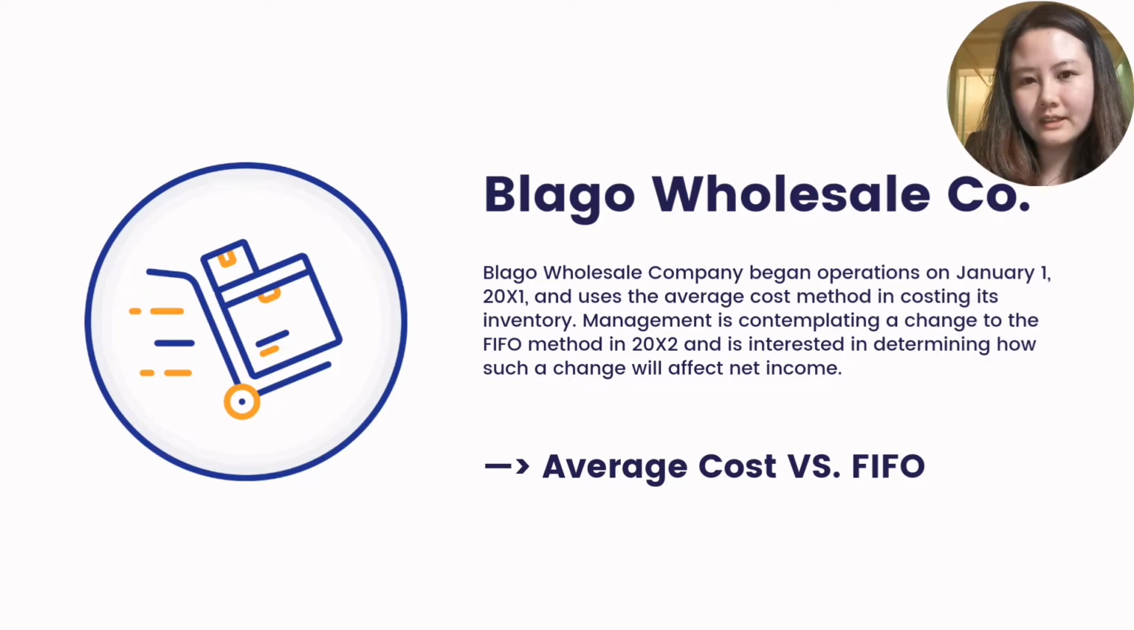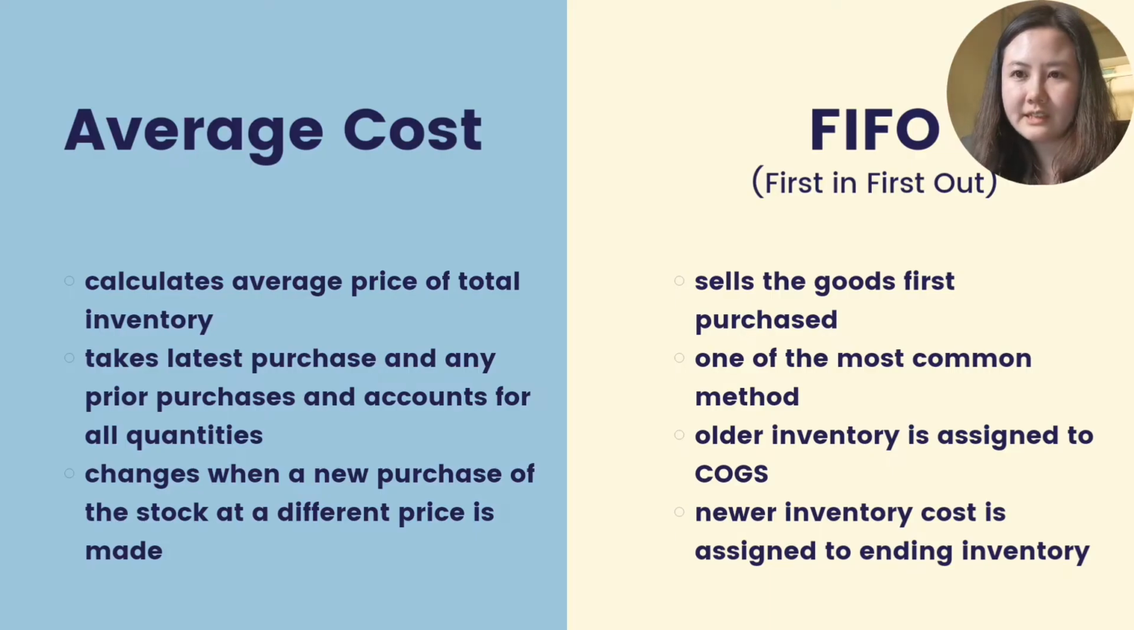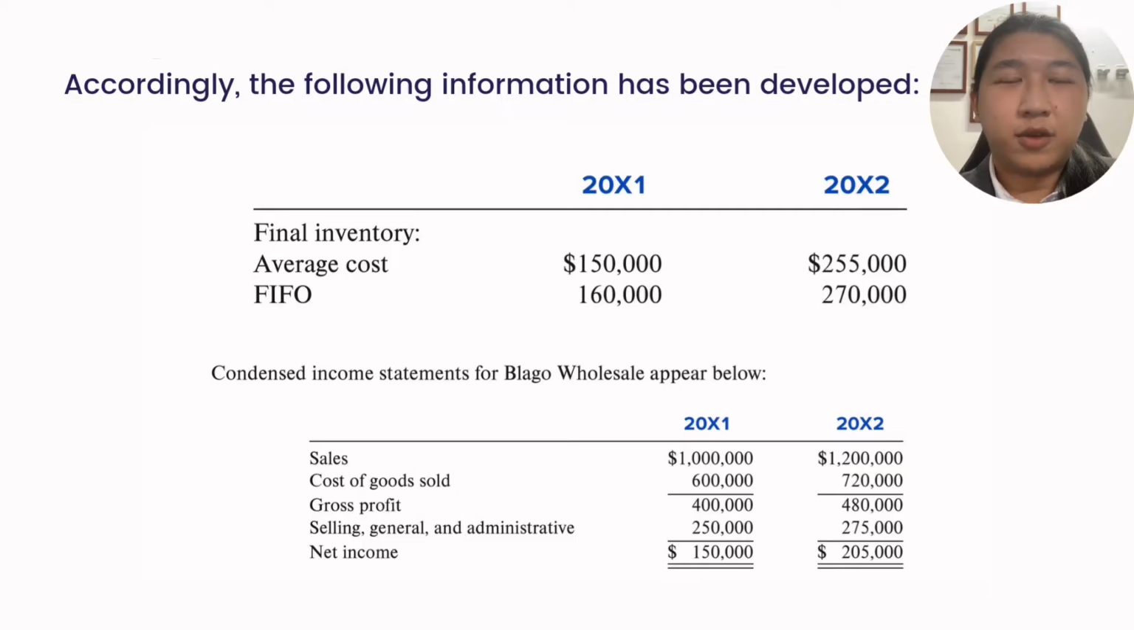In this exercise, we will be comparing the effects of reporting the income statement using the average cost method versus the FIFO method. So to give some context, this question takes into consideration two types of accounting methods for inventory: average cost method and FIFO method. Average cost calculates the average price of total inventory, while FIFO accounts for selling the goods purchased in chronological order. In the FIFO method, older inventory costs are assigned to COGS, while newer inventory costs are assigned to ending inventory.